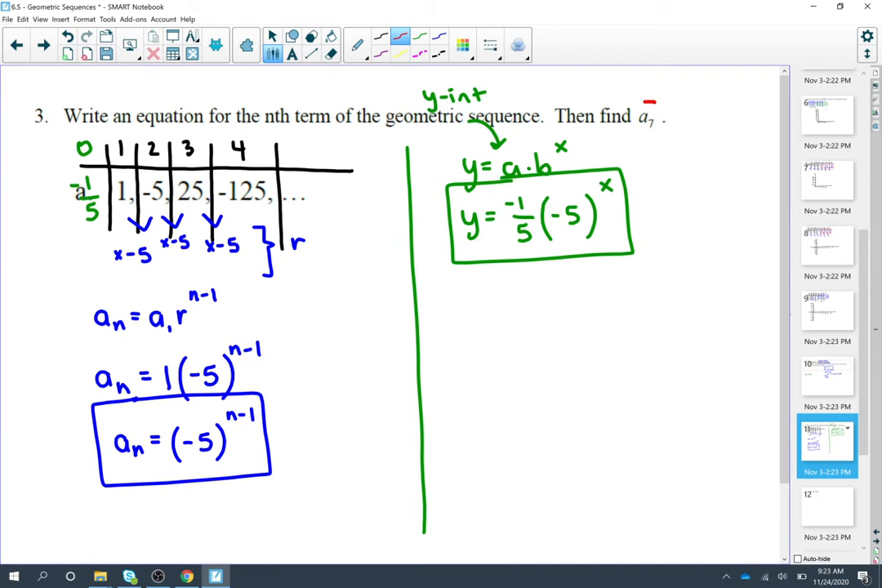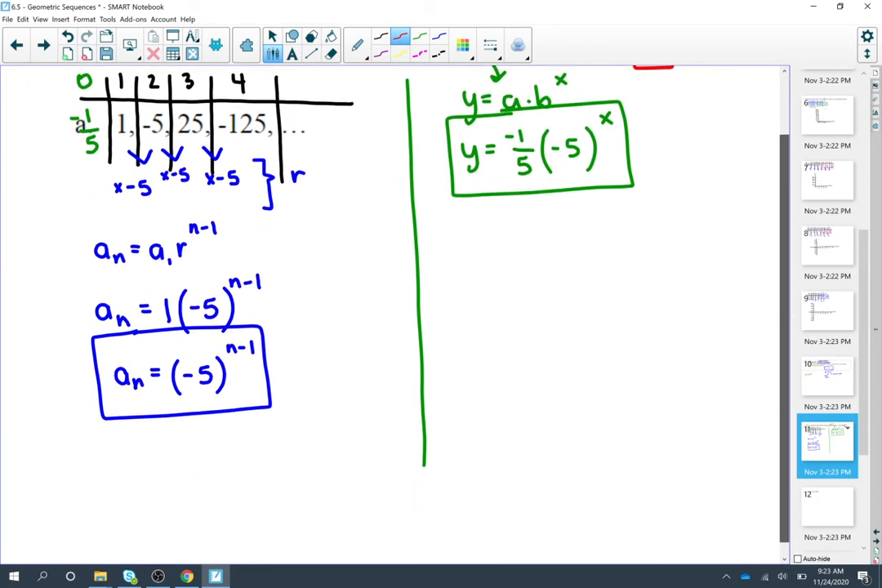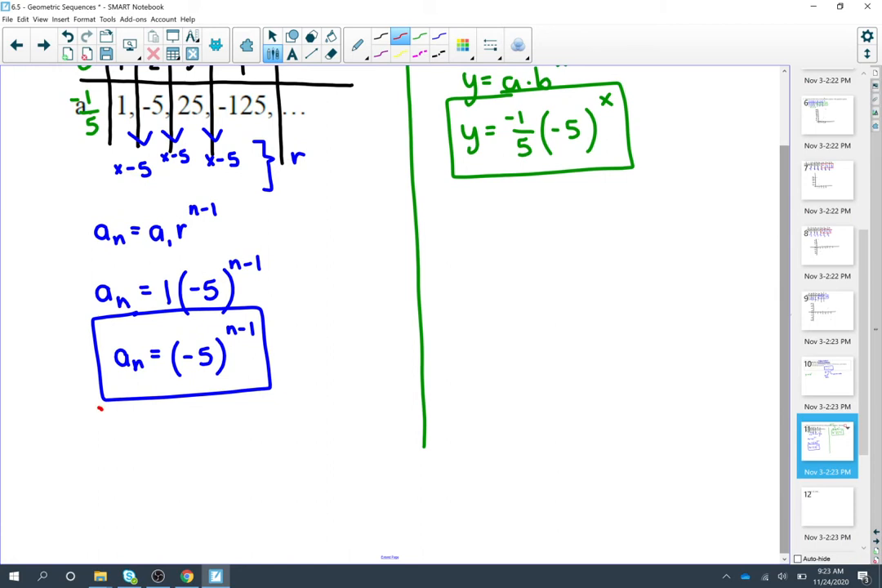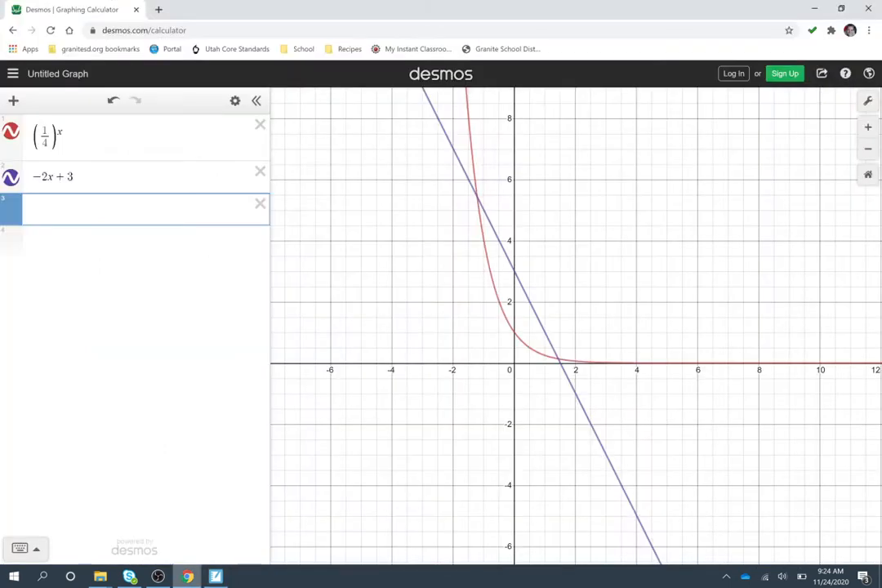it says to find the 7th number in the pattern, which means we're going to substitute in 7. So over here, a sub 7 is negative 5 to the 7 minus 1. So a sub 7 is negative 5 to the 6th power, because we have 7 minus 1. So negative 5 to the 6th. I'm going to go grab our calculator.